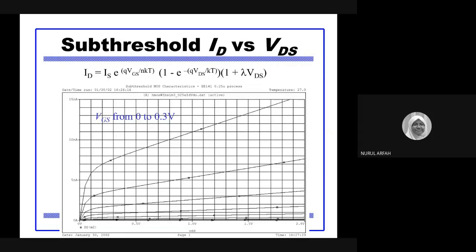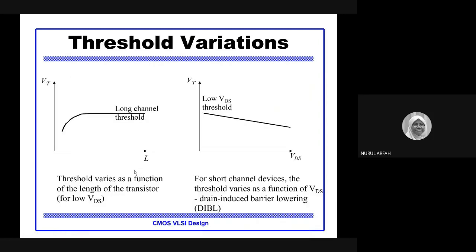This one is the ID versus VDS from 0 to 0.3, and it is controlled by this equation also. You can look at it: as the VGS increases, the drain current also increases, linearly.